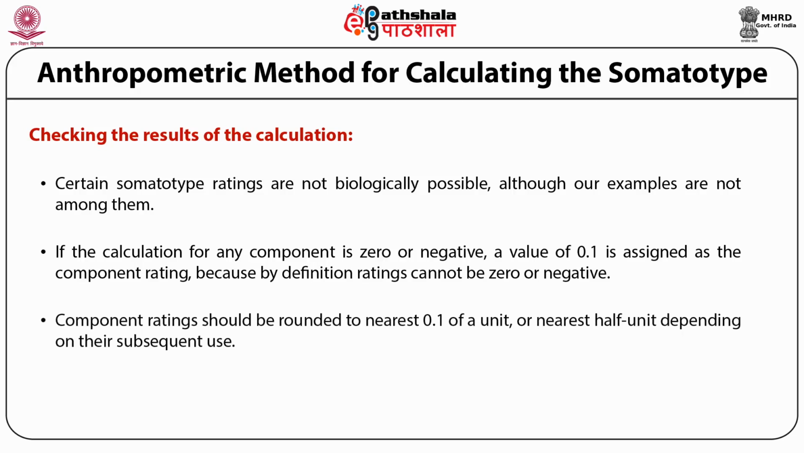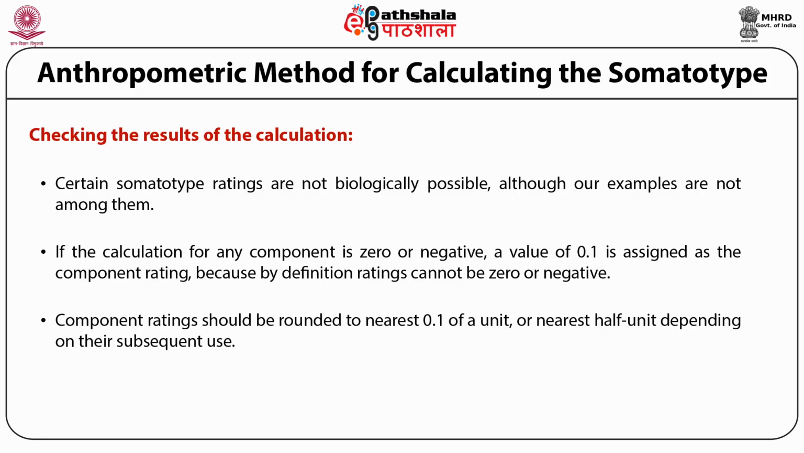Component ratings should be rounded to the nearest 0.1 of a unit or nearest half unit depending on the subsequent use. After the values are entered into the equations rather than onto the rating form, it is impossible to check the pattern of values in either the endomorphy or mesomorphy section as in the rating form, although the raw values can be examined for errors.